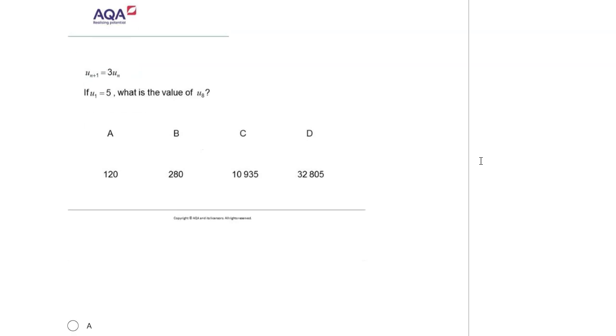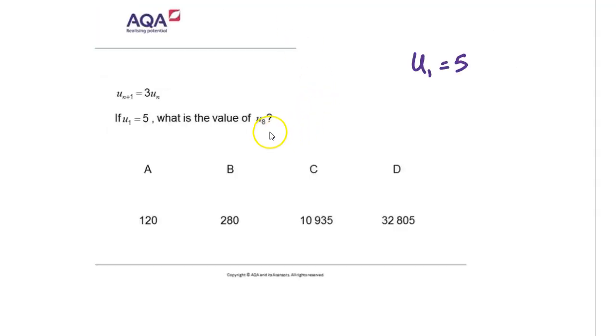Question 20, we're almost there. u subscript n plus 1 equals 3 times u subscript n. So to get to one term, you multiply the previous term by 3. u1 equals 5. They're asking me, I can barely read that. Let's actually zoom in a little bit there. What is the 8th term? Well, if I'm multiplying by 3 each time, I could actually just multiply by 3 7 times. So it's actually going to be 5 times 3 to the power of 7.